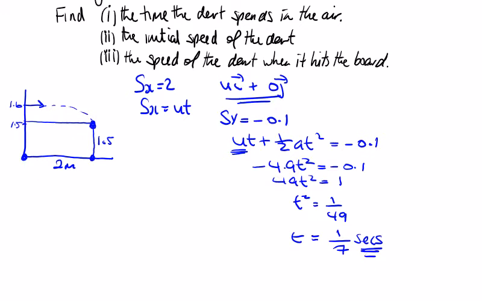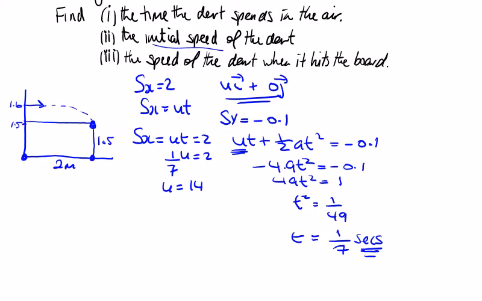We're also asked the initial speed of the dart. So we can say here that S of x is equal to ut, which is equal to 2. 1 over 7 times u is equal to 2. t is 1 over 7, so u is equal to 14.